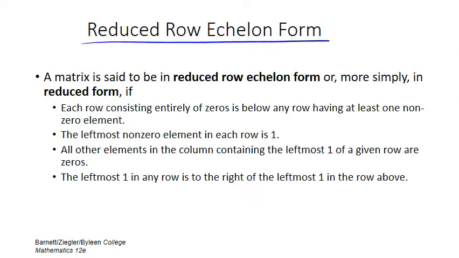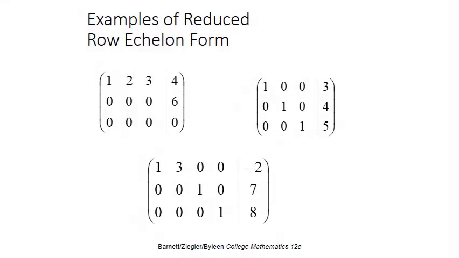So first of all, we reduce to row echelon form, or so-called Gauss-Jordan form. Each row consisting entirely of zeros is below any row having at least one non-zero element. The leftmost non-zero element in each row is 1, like on the diagonal, and the leftmost one in any row is to the right of the leftmost one in the row above.